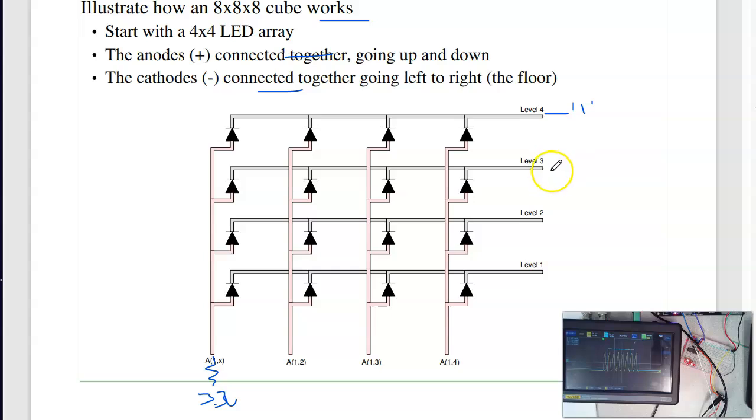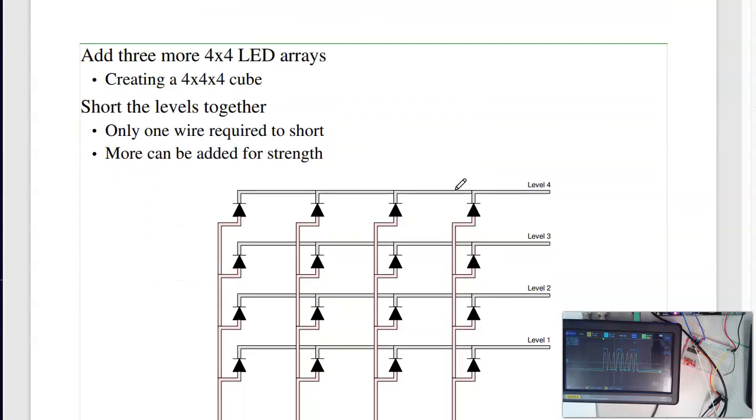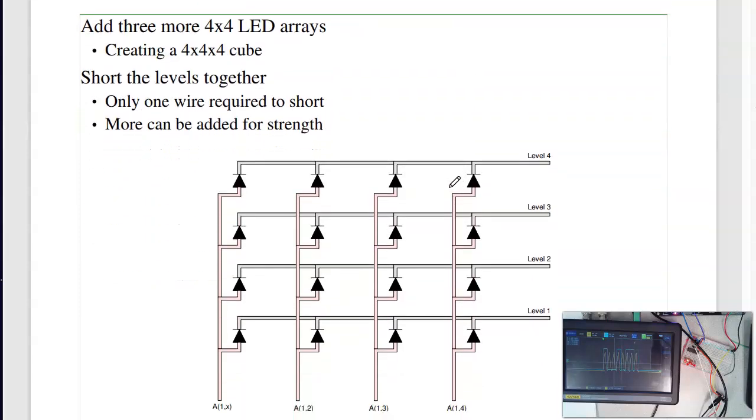I'll then come over here and ground pin 3. When this is grounded, I can then tell you which LED on the next row is turned on, and so on and so on. So that would be for one row. The next row is identical.